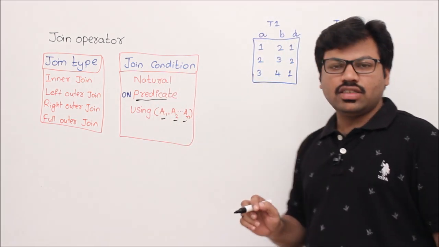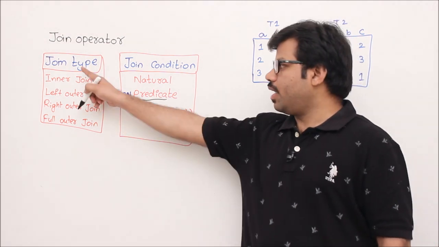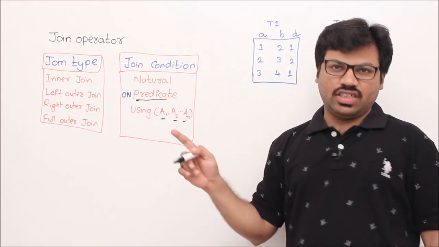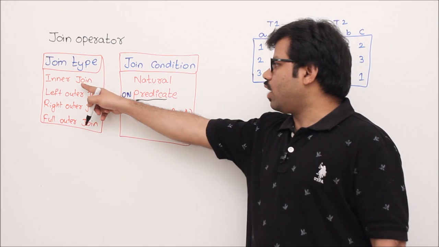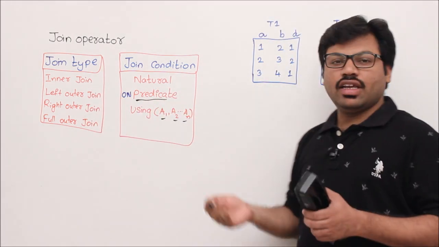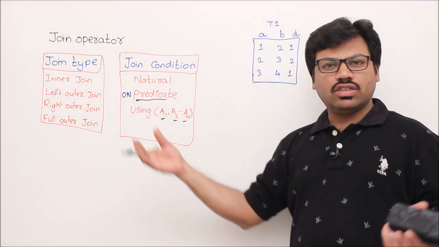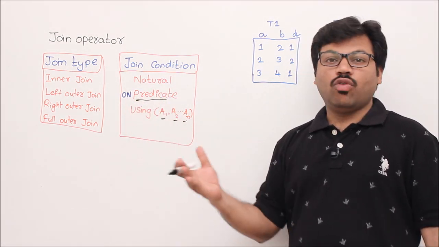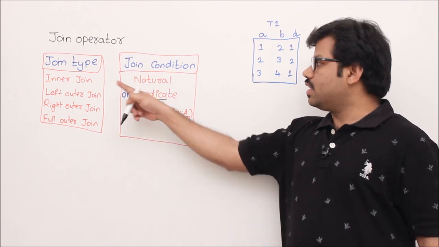Finally, what I want to say is, you can specify the join type and you can specify the join condition. So finally we have to take one of the join types and one of the join conditions. To understand them clearly, we'll take some examples and see what happens and what is the purpose of each.